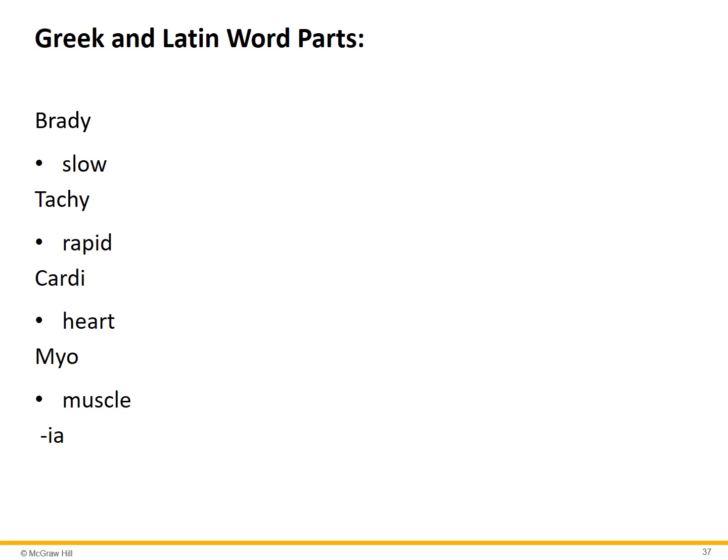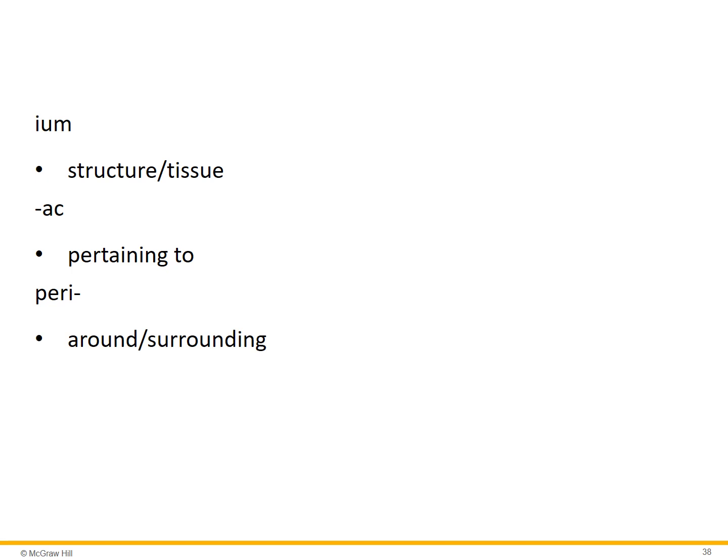IA is used a lot, and it most often means condition. We said like tachycardia, it could be a transient condition. Sometimes it's an abnormal condition, but it means condition. Structure or tissue. Another one for pertaining to, ac. And peri, around or surrounding.